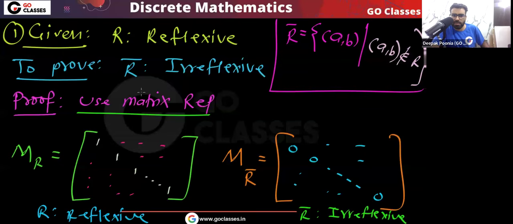Another way is: if R is reflexive, it means it contains all the reflexive pairs. So in the R complement, there will be no reflexive pair. Very easy. You don't even have to do anything. Just visualize in your mind. If R is reflexive, R contains all the reflexive pairs, so in the R complement these reflexive pairs will not be there. R complement will not contain any reflexive pair, so it is irreflexive. Okay, very simple.